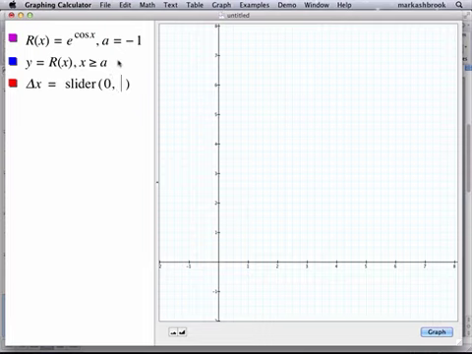So it starts at 0. So a delta x of 1 for this scale would be pretty large. So we don't need to be any bigger than that. And then we need to tell how many increments between 0 and 1. So we can say 50.